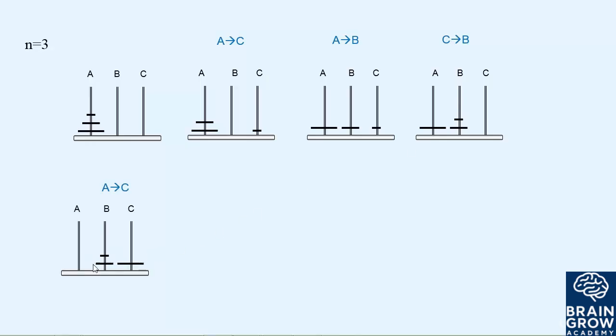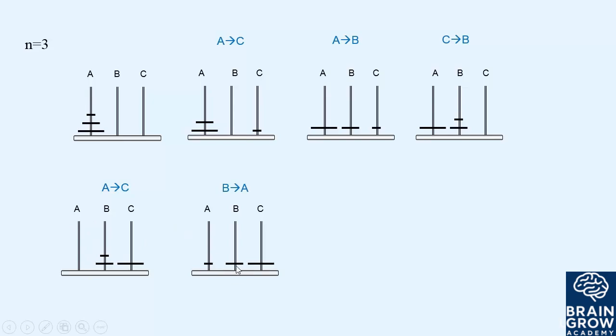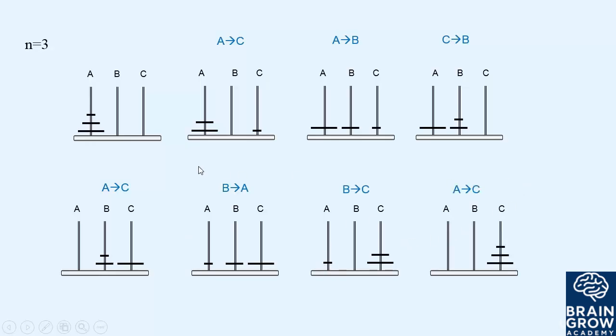Now the next task is to place these two disks on pillar C. Now for doing this, we'll use pillar A as a temporary pillar. So first we'll move this disk from B to A. Next we'll move this disk from B to C. Next we'll move this disk from A to C. So this is the solution for n is equal to 3.